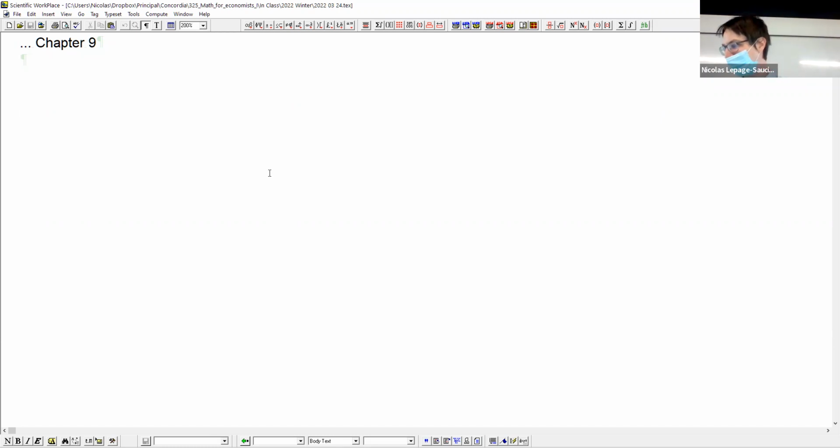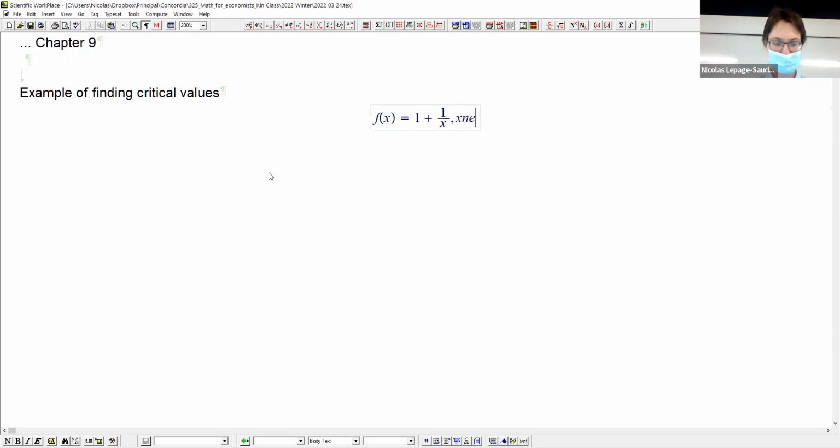Second derivatives. Yeah, let's start with this. Oh no, yeah, let's just have a small example: finding critical values. So just to get us started, if we have f of x equals 1 plus 1 over x, where of course x is not 0. So find the critical values.